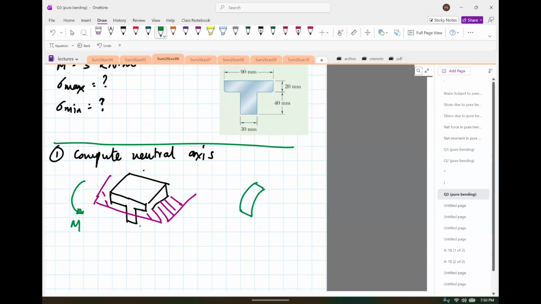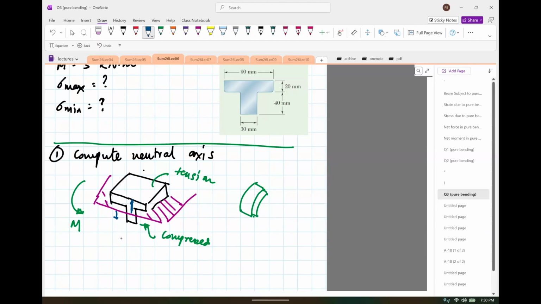So the bottom part is going to be under compression. So this part compressed, this part tension, right? Because the shape is going to be like this, just based on this moment. Now, once we find the neutral axis, to compute the maximum distance, it's going to be this distance for the tensile and this distance for the compressive.